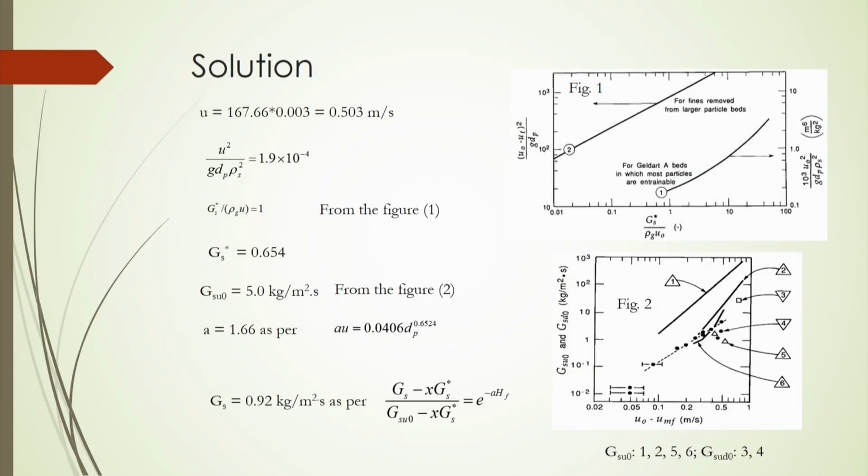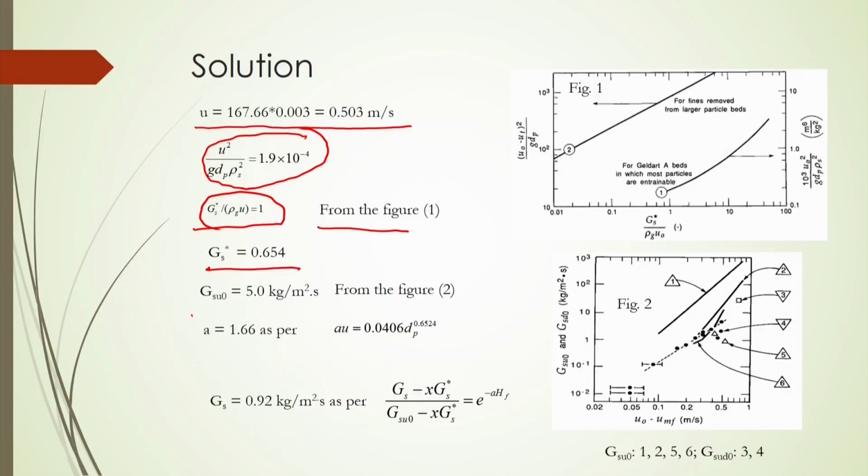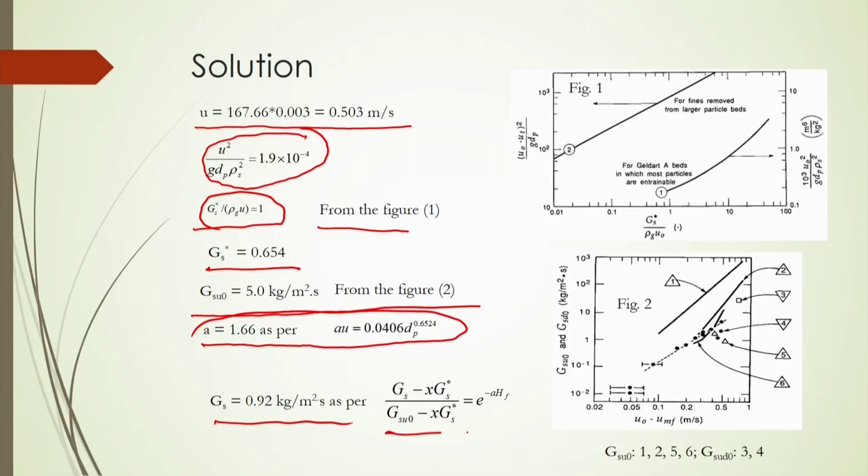So you just use what you have to calculate what will be the u here, and then calculate u square by g dp, and then rho s square, and then find this parameter g s star times rho z u, that will be equal to 1 from this figure 1 you can calculate, and g s star you can calculate, and g s u you can calculate from the figure 2. Then what should be the a value as per this equation, and then g s is equal to here as per this equation.